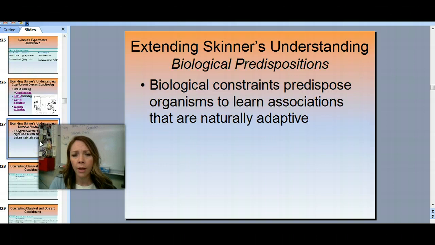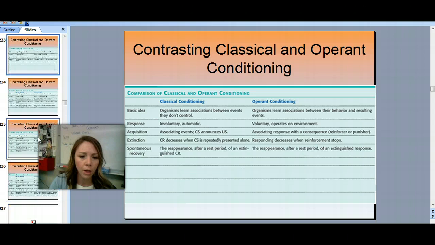Remember we talked about there's some biological constraints on learning. So I can't teach an elephant to do flips no matter how much I try to reinforce or punish it. Basic idea. So I'm going to go back down to this chart here. Wow, it's long. There you go.